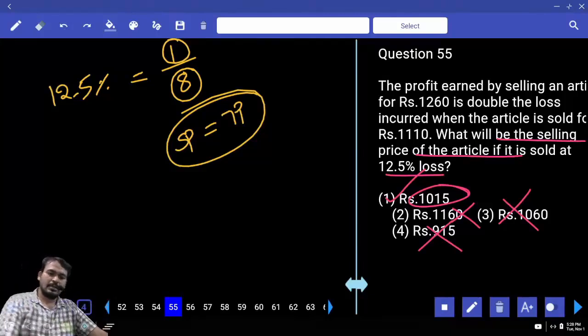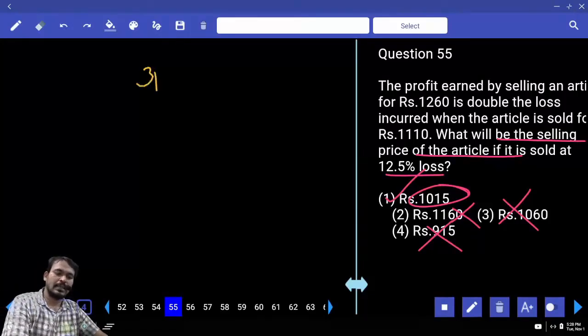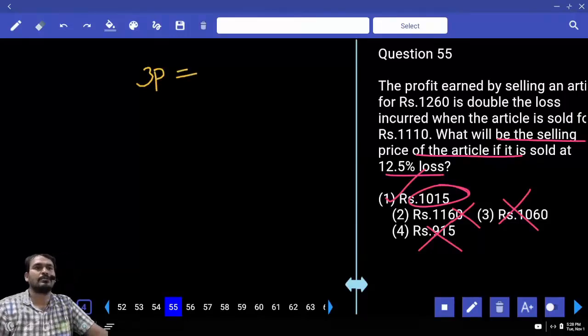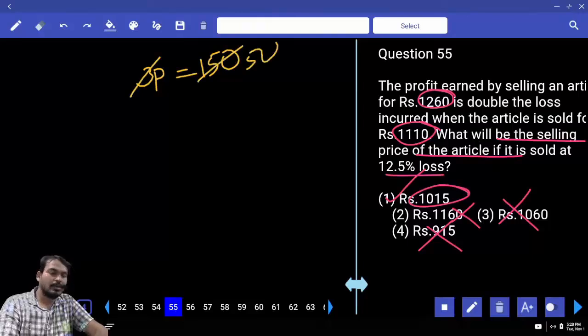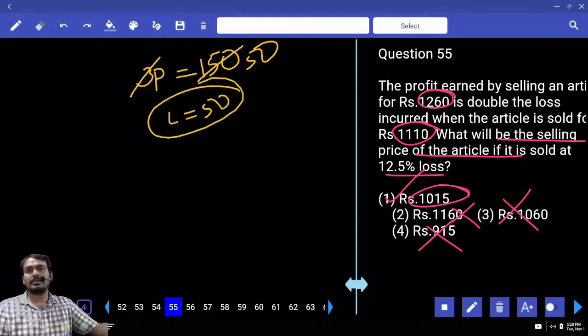3 parts. The 3 parts equal which one? Selling prices difference or cost prices difference? Selling prices difference. What is the selling prices difference? 1260 and 1110. What is the difference? 150 or not? 3 parts are 150. Every 1 part is 50 or not? Okay. Then is the loss 50 rupees or 40 rupees? 50 rupees. Loss is 50 rupees.